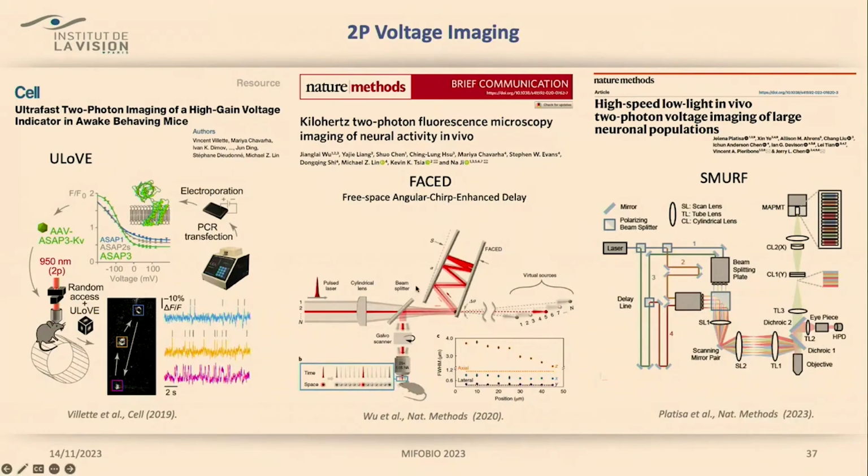Then there was this nice method by the group of Nagy, but it's really particular. You should use really specific optical developments. And lately we also had a microscope based on spatiotemporal multiplexing combined with deep learning methods to retrieve the signal from depth.